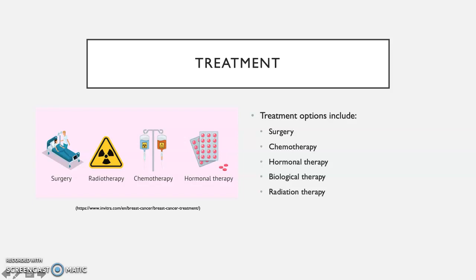And of course, there are many treatment options for those who are diagnosed with breast cancer. They include surgery, chemotherapy, hormonal therapy, biological therapy, and radiation therapy. So the type of treatment that a breast cancer patient may undergo really depends on the type of breast cancer that they've been diagnosed with, the severity of it, and just their personal health history. So speaking with a doctor or a nurse navigator is so important in figuring out exactly what the best course of treatment is for these patients.